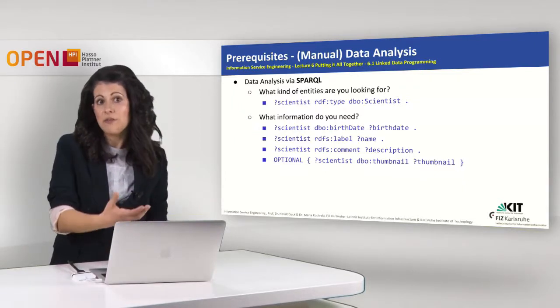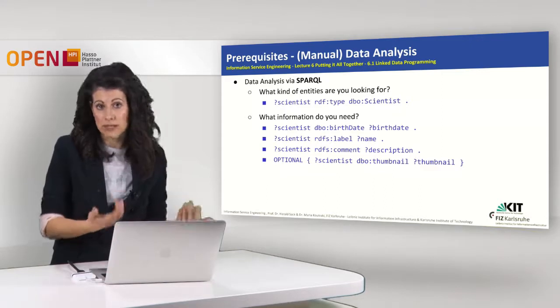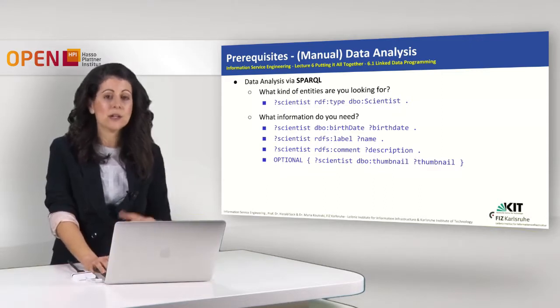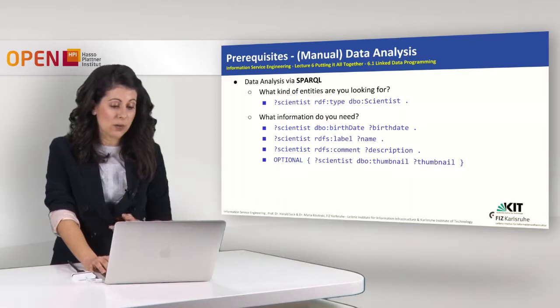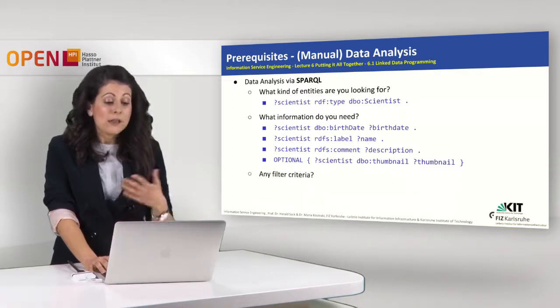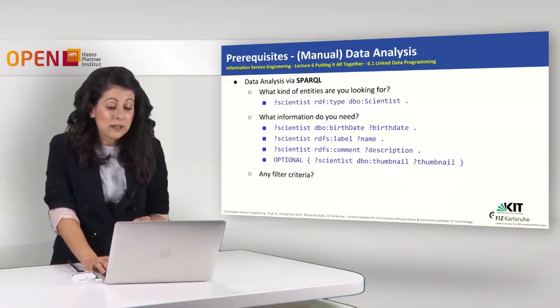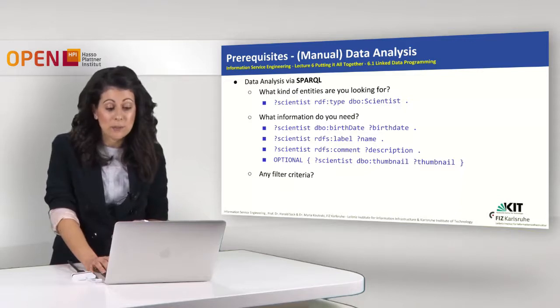So that means that if there is a picture there, yes, get it and bring it so that we use it in our application, otherwise it's fine, we can continue without it. And then we have to apply the filter criteria. So what are the filter criteria we want to apply here?